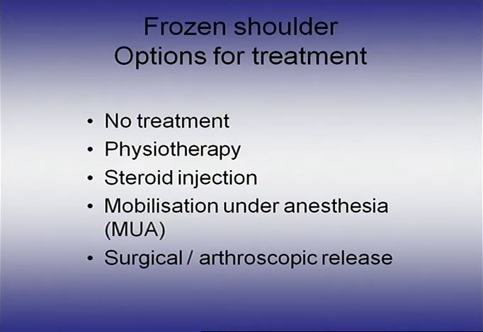How do we treat idiopathic frozen shoulder? Well, we can do as we generally have done, no treatment at all, and wait for the natural course. We can give the patient physiotherapy, steroid injection. We can do mobilization under anesthesia, or you can do a release surgically, and that is nowadays done arthroscopically.